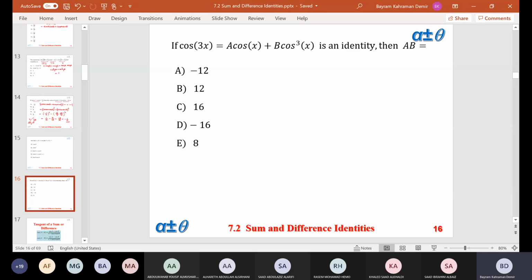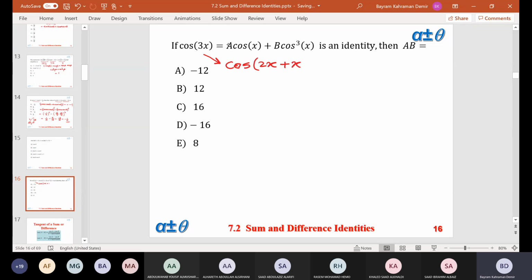Here, we have cosine of 3x written in terms of cosine x: a cosine x plus b cosine cube x. Then what is a times b? In this question, Shabab, we are supposed to remember the cosine formula, because cosine of 3x is equal to cosine of 2x plus x.